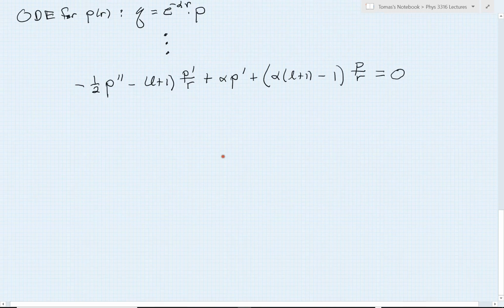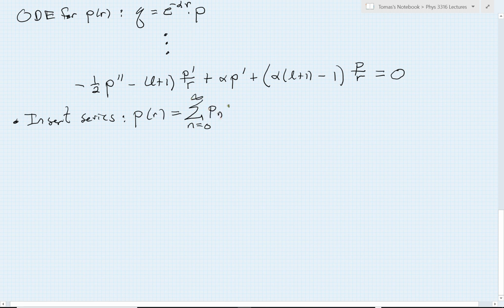So the final step is to insert the series that we have. And our series, recall, is to say that P of R equals the sum on n, an ordinary power series, n goes from 0 to infinity, of some set of coefficients, Pn times R to the n. Now, when I insert this series into my equation, you can see there's a certain set of terms that I'm going to need. So let's develop series for each of these different contributions.